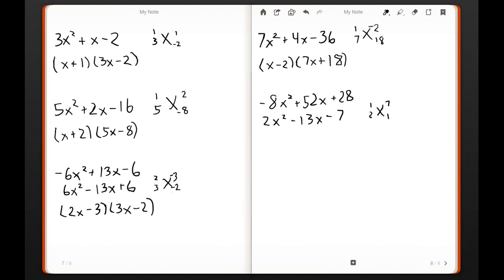Now we need one of these to be negative in order to multiply to a negative number here. So it will be the 7 or the 1. Well, this is 1. This is 14. In order to get to negative 13, we want the 14 to be negative. So we put a negative in front of the 7 there. That's negative 14. That's positive 1. That adds to negative 13. And we're done.